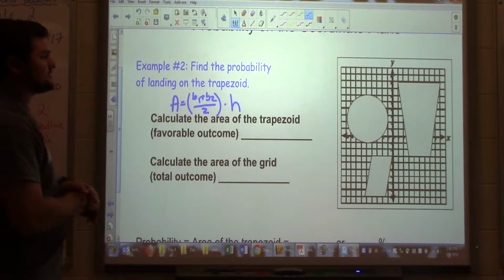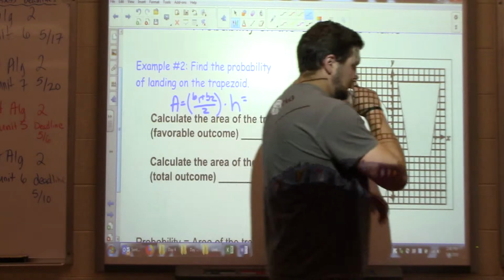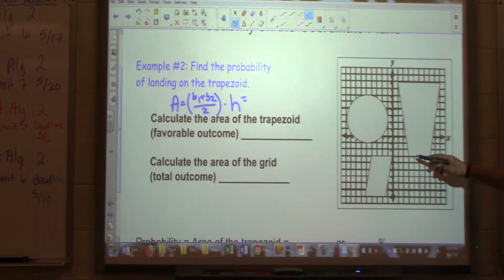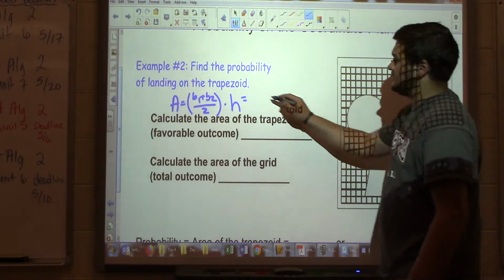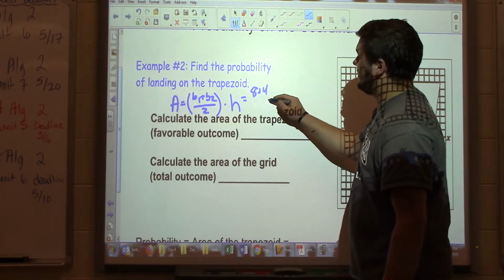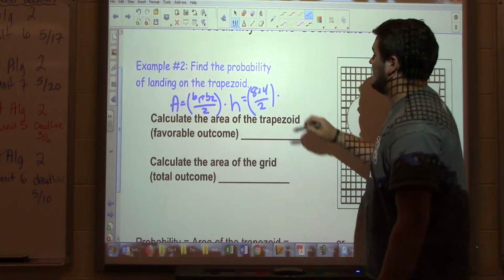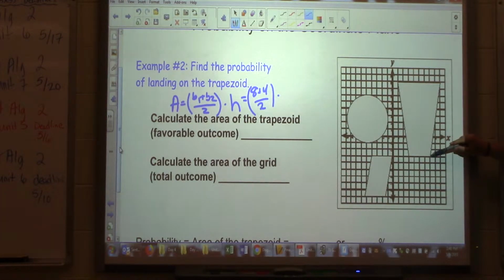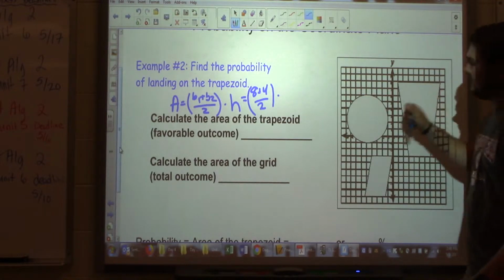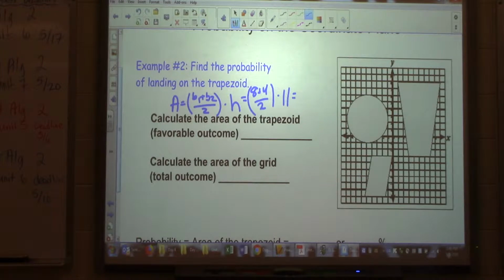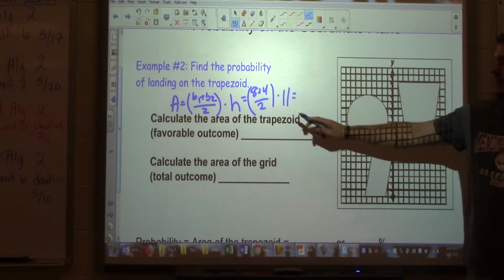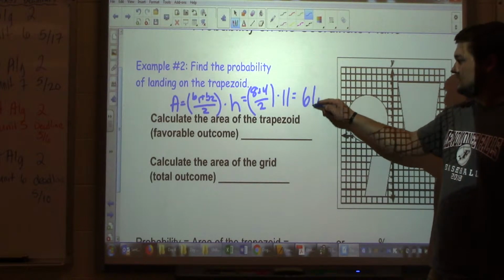So calculate the area of that trapezoid. My 2 bases: the bottom base comes out to be 4, the top base comes out to be 8 if you count the squares. 8 plus 4 divided by 2 times the height, 1, 2, 3, 4, 5, 6, 7, 8, 9, 10, 11. So 8 plus 4 is 12, divided by 2 is 6, times 11 will give me 66.